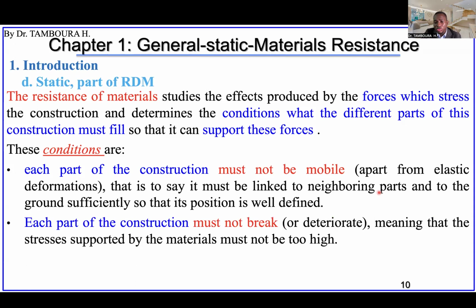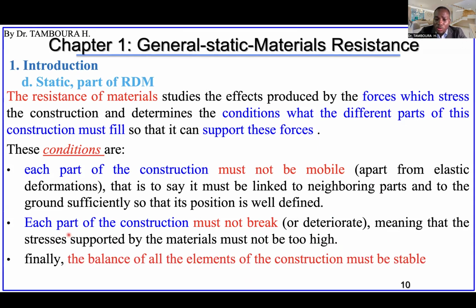So each part of the construction must also not break, okay? It should be rigid. It should not be fragile. It should not be deteriorated. And that means that the stress supported by the material must not be too high. If you apply too much stress on the material, it will break. This is the second condition. The third one, the balance of all the elements of your structure, beam, column, slab, everything of the construction, all of them should be stable. These are the three conditions, okay?